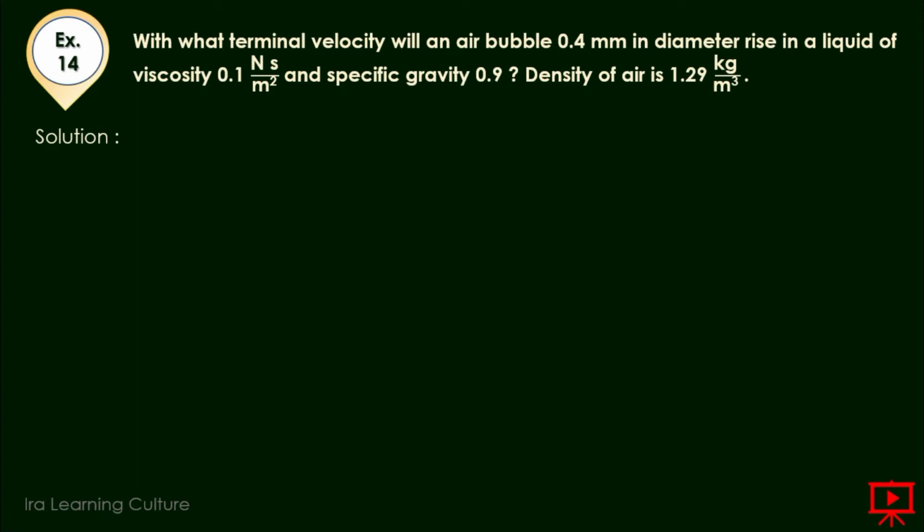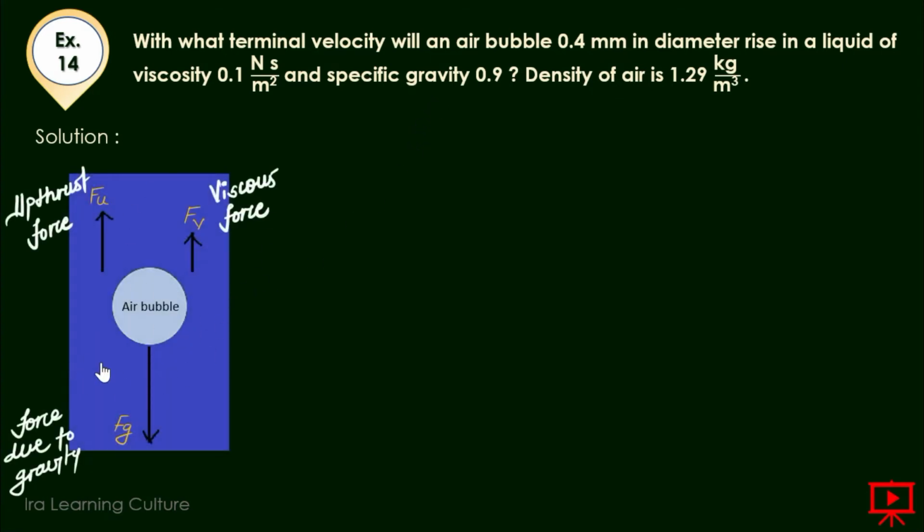So let's start. In this problem, they have given the liquid having coefficient of viscosity 0.1 Newton second per meter square, and the specific gravity is 0.9. Also they mention that the density of air is 1.29 kg per meter cube. Now what we have to do is find the terminal velocity of an air bubble having a diameter 0.4 mm. So let's understand the given problem using the following figure.